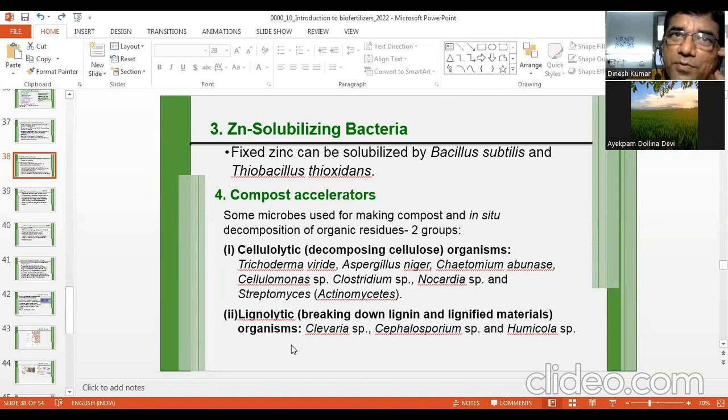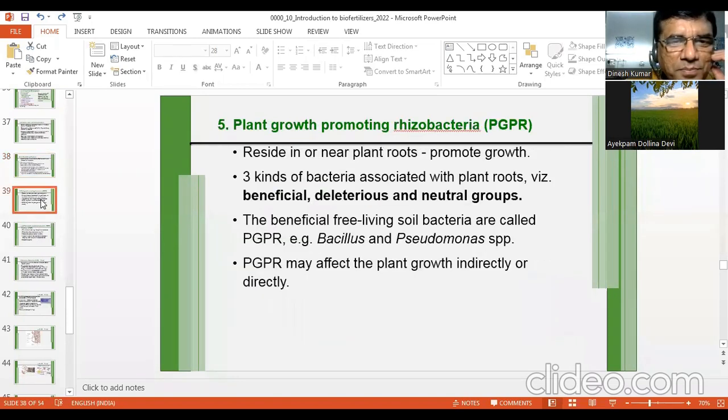These materials are part of organic matter. So organisms are Clavaria species, and the next one is very difficult. I cannot read it. You can see it, and Humicola species.